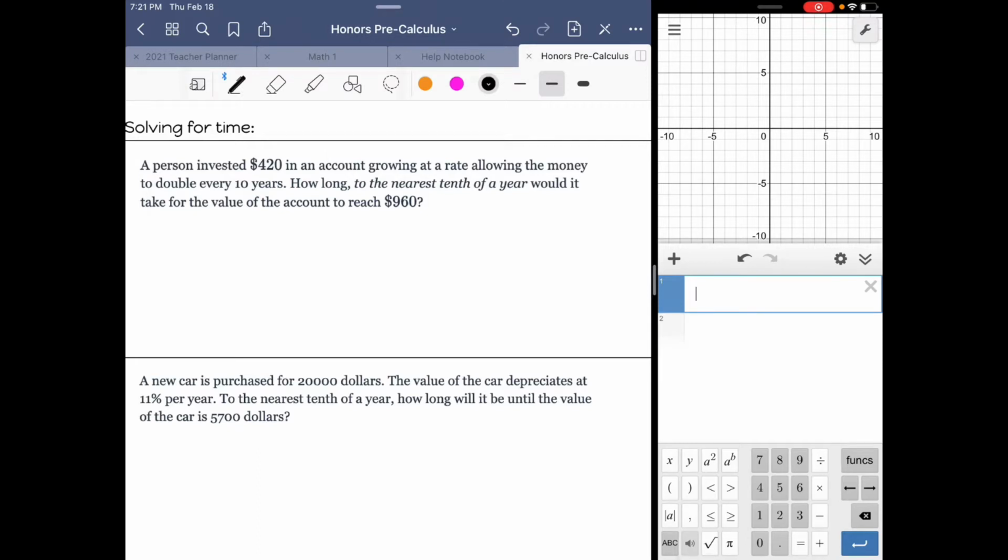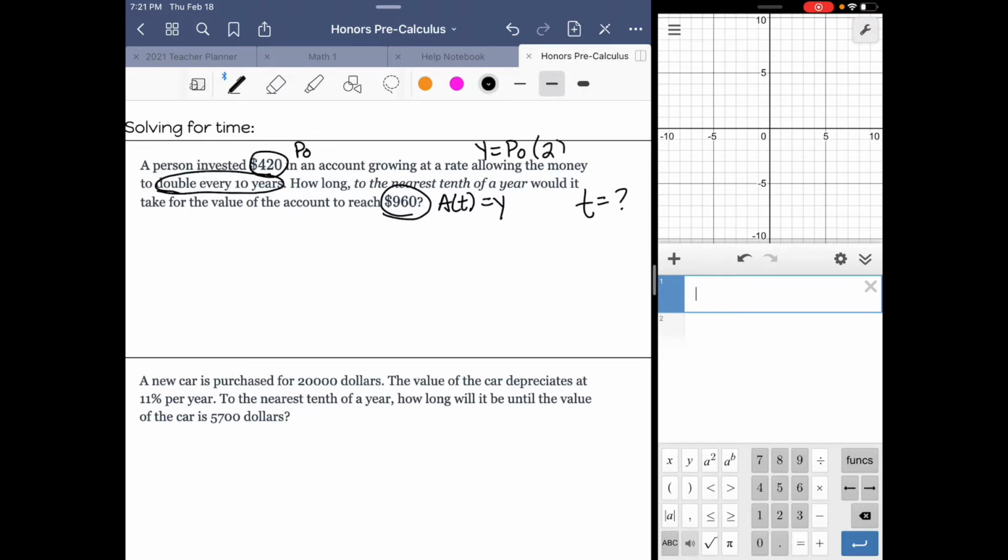It says a person invested $420 at a rate allowing the money to double every 10 years. How long, to the nearest tenth of a year, would it take? So we know the initial amount, our P sub 0. We know our final amount, that's our A sub T or our Y. And we know it's going to double every 10 years. What they're asking us to solve for is time. So this is going to be a doubling problem.